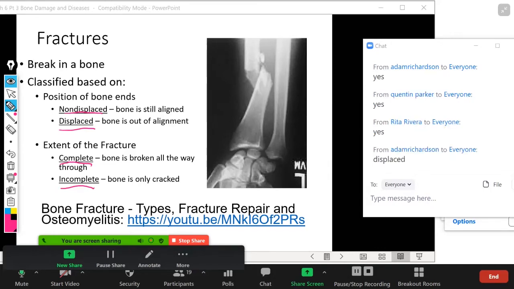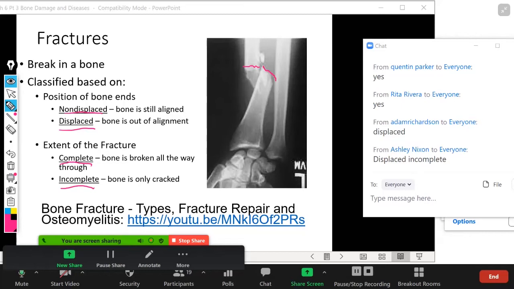Keeping an eye on my chat as well. It's definitely displaced. See how the bone no longer lines up? This is the end of the radius over here, and it's just completely out of alignment.